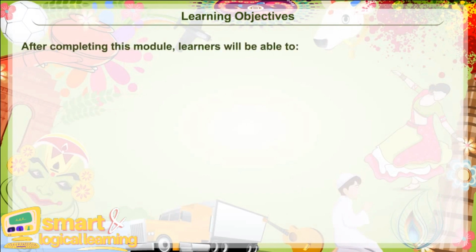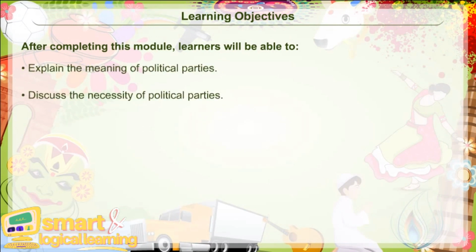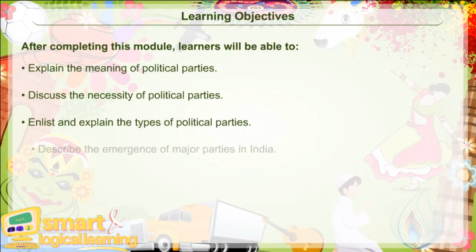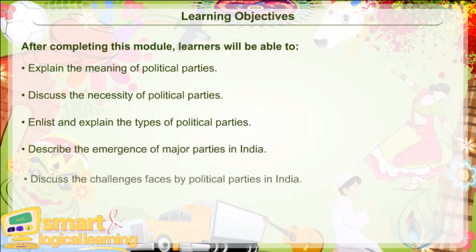Learning objectives. After completing this module, learners will be able to explain the meaning of political parties, discuss the necessity of political parties, enlist and explain the types of political parties, describe the emergence of major parties in India, discuss the challenges faced by political parties in India.